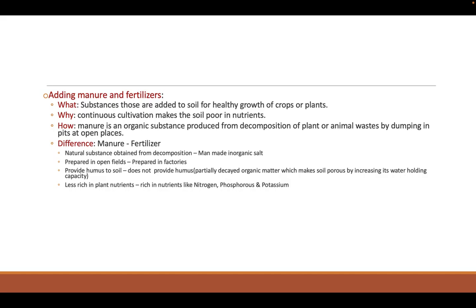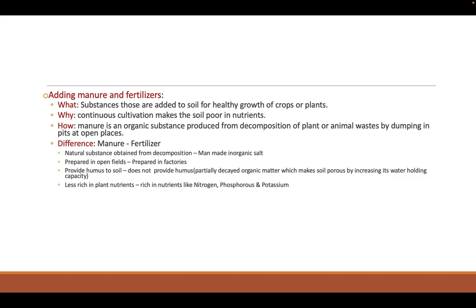Now coming to the next step: now that you have sown the seeds, you need to make sure that the field is fertile enough so that the seeds are going to grow into plants, and that is usually done with the help of manure and fertilizers. Now, what is manure? We will start with manure, and we will discuss the difference between a fertilizer and manure.